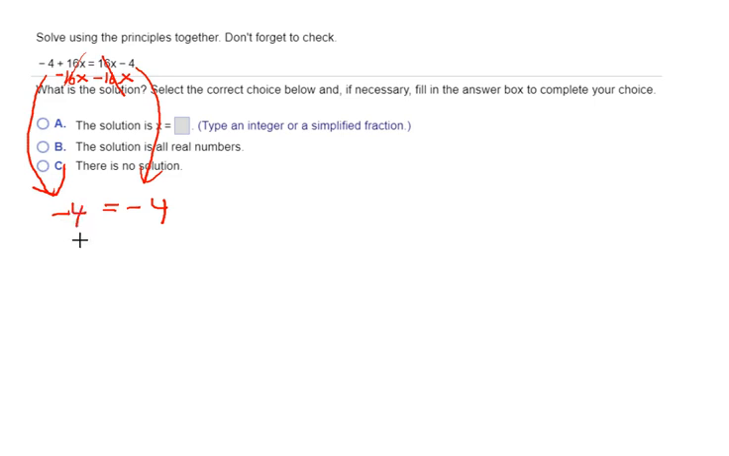Whenever the variable cancels out of your equation completely, it's going to be a special case. Option A is not the option we're going to choose this time. It's either going to be B or C: the solution's all real numbers, or there is no solution at all.